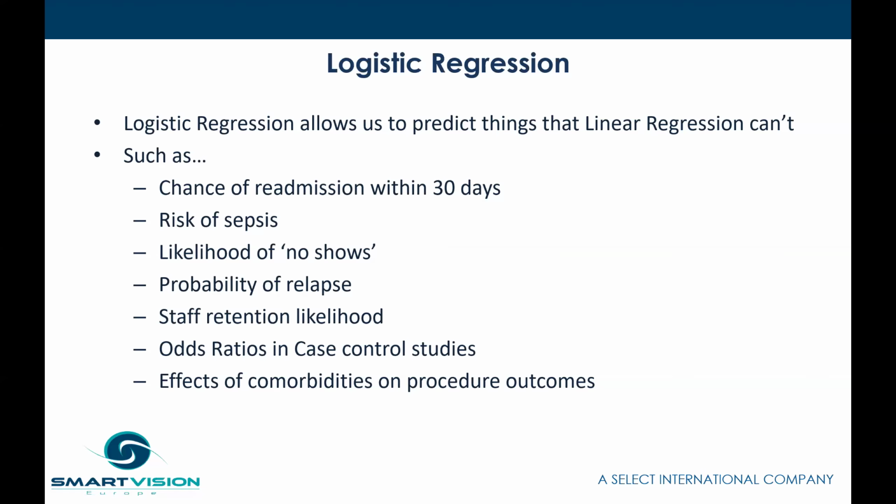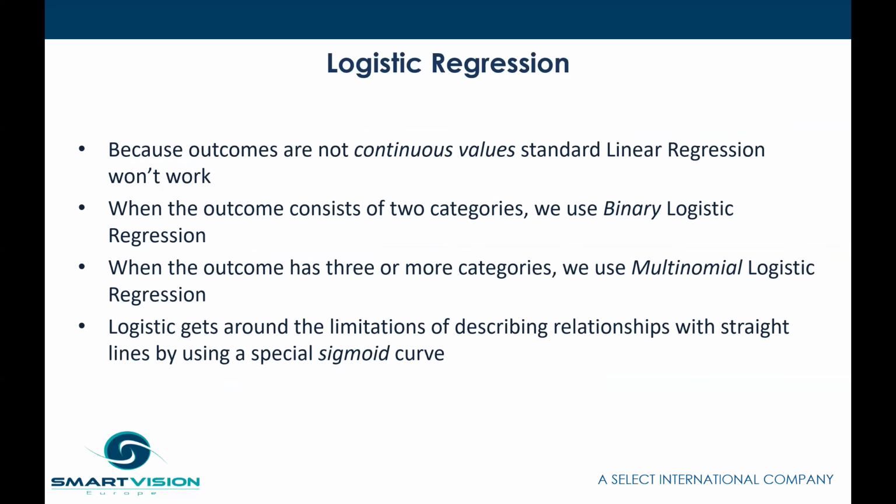Sometimes it's used to create odds ratios in case control studies. It actually creates these. And it helps you model the effects of comorbidities on procedure outcomes. And that's because the outcomes aren't continuous values. And if they're not continuous values, standard linear regression won't work. Standard linear regression doesn't understand the idea that there's just a two-category outcome. So when the outcome consists of two categories, we use binary, and when the outcome consists of three or more categories, we use multinomial logistic regression.